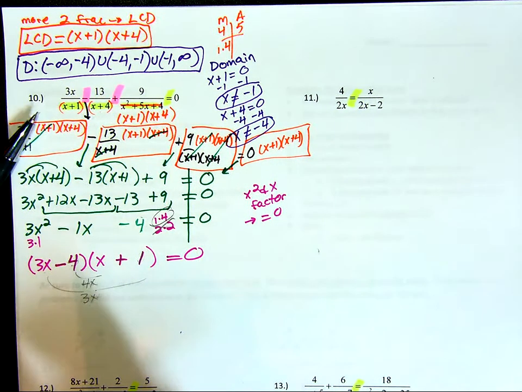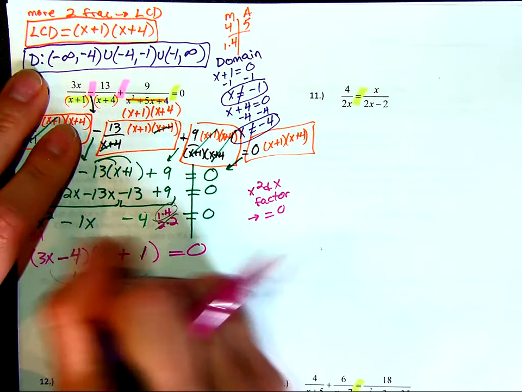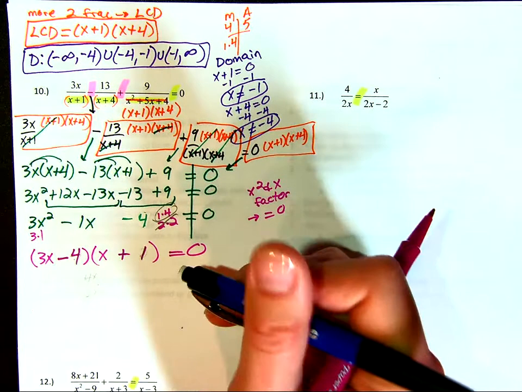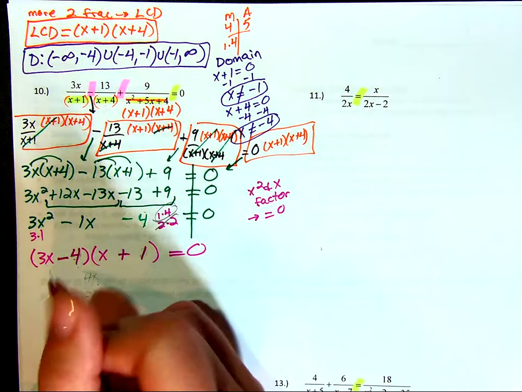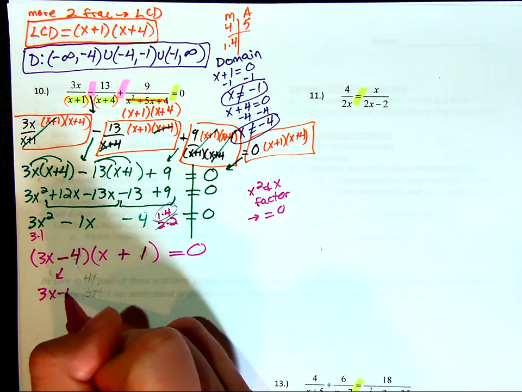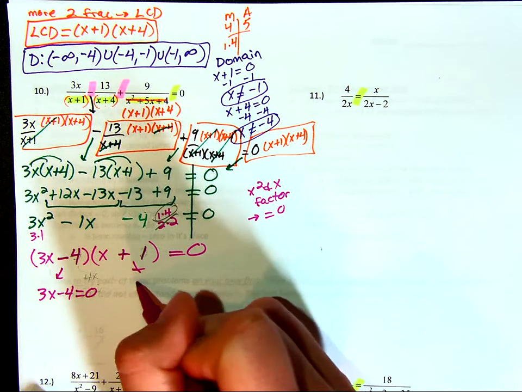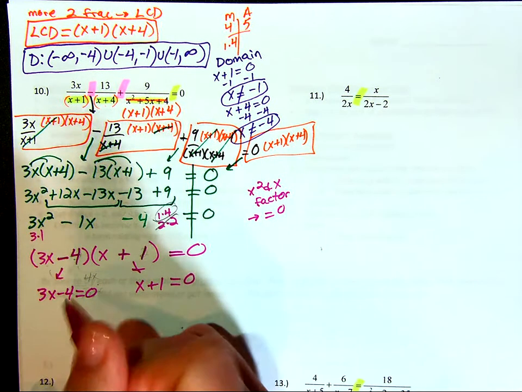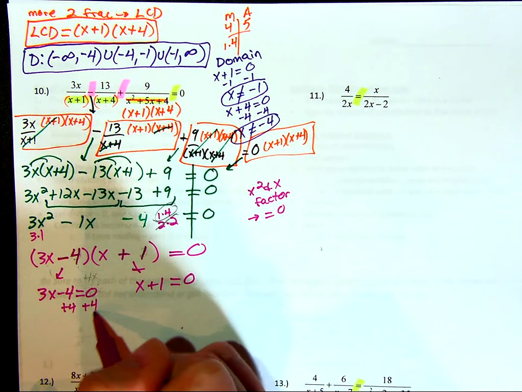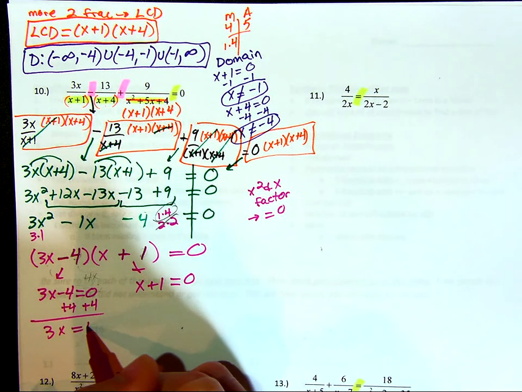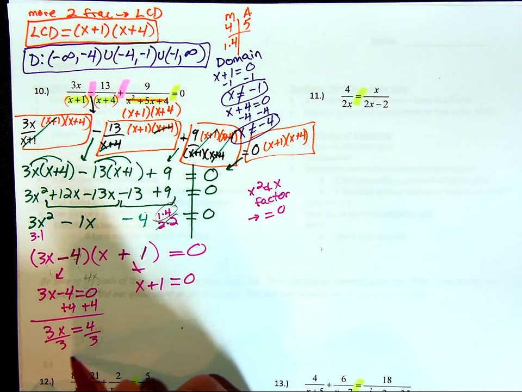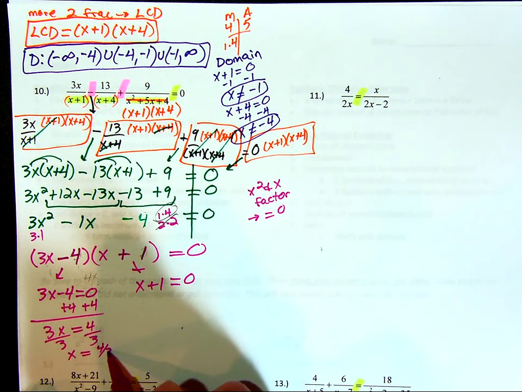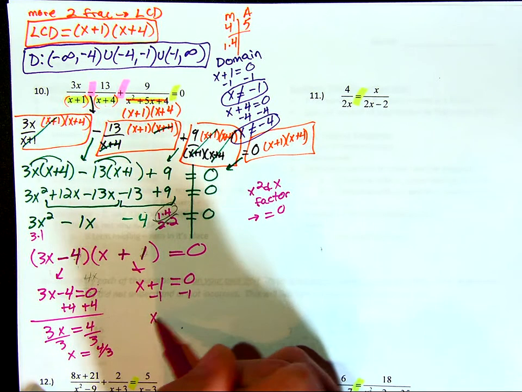And I can erase the checking step so we have space to actually solve this. So 3x minus 4 equals 0, x plus 1 equals 0, and then we solve by adding 4. So 3x equals 4, divide by 3, x equals 4/3, subtract 1, x equals negative 1.